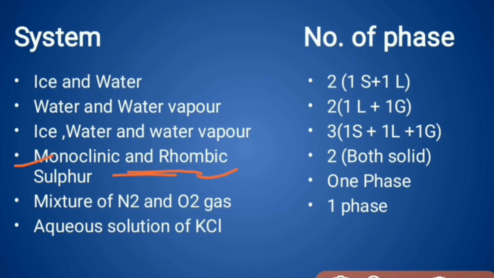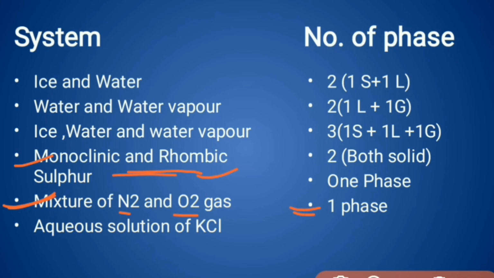Then the mixture of nitrogen and oxygen gas. We have studied that when many gases are mixed, there will still be only one phase. Why? Because gases can have only one phase. So when nitrogen, oxygen or any other gas are mixed, it will have only one phase. So this particular system containing nitrogen and oxygen gas will have one phase. Okay.